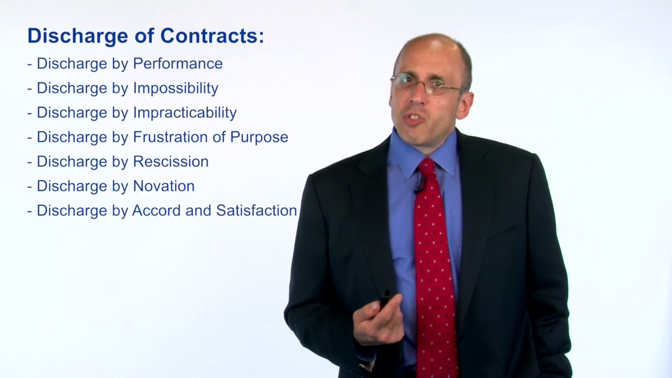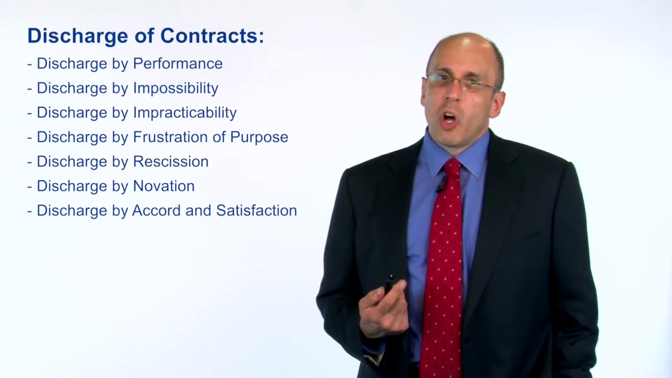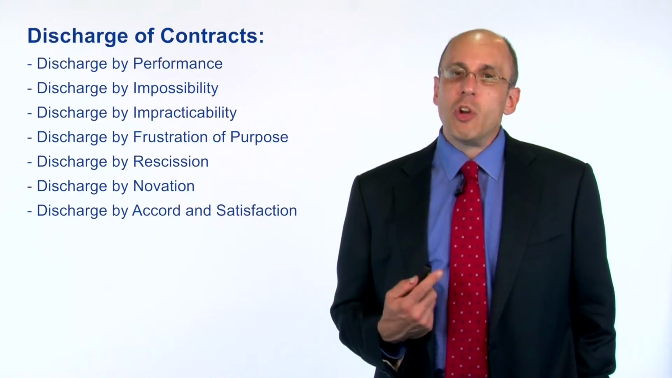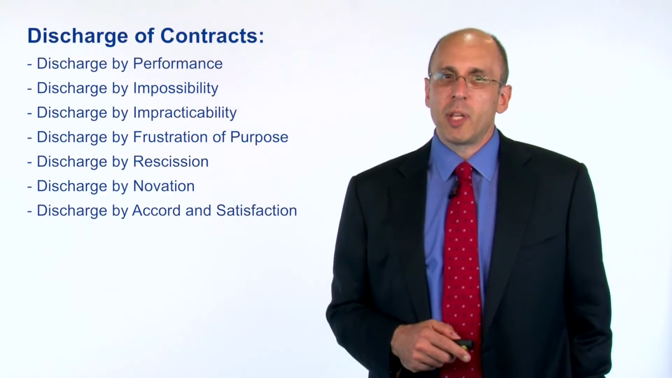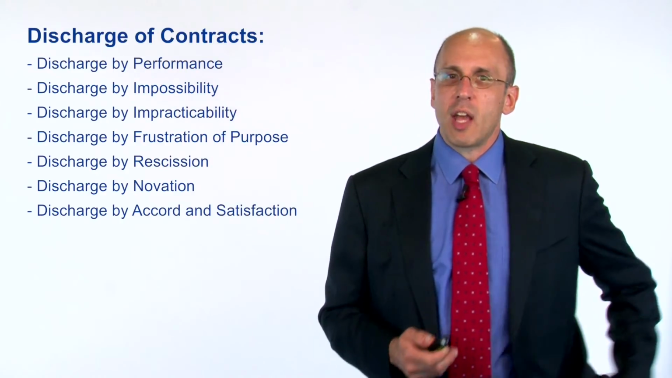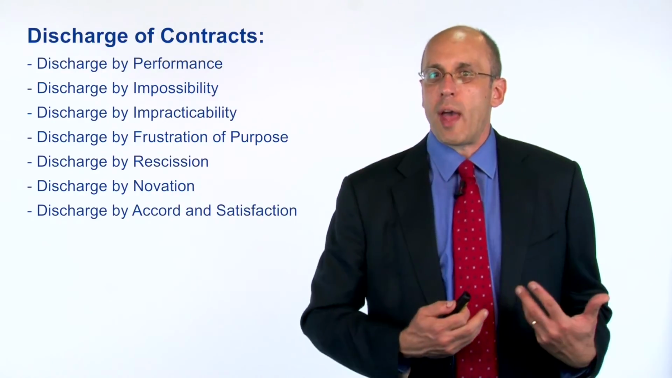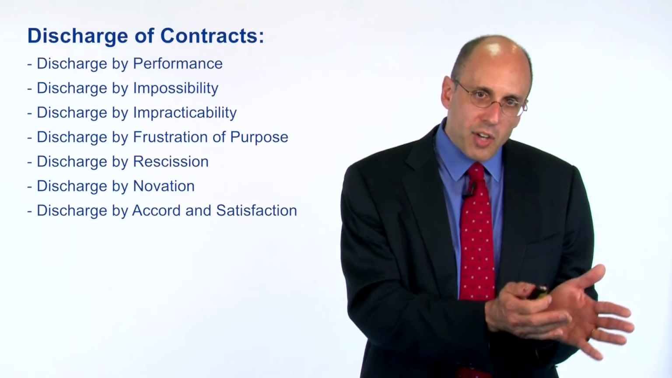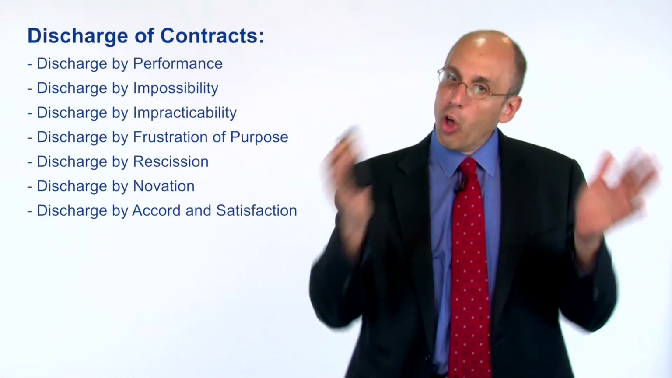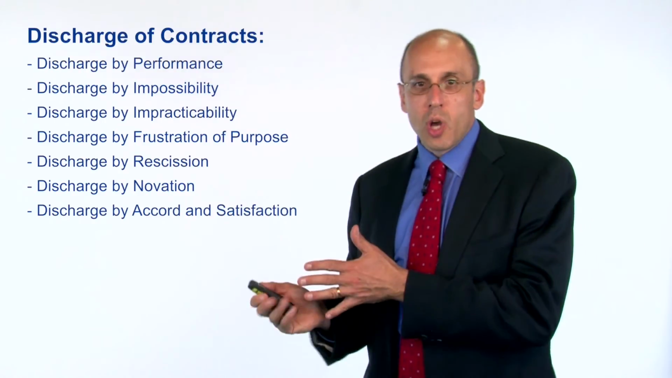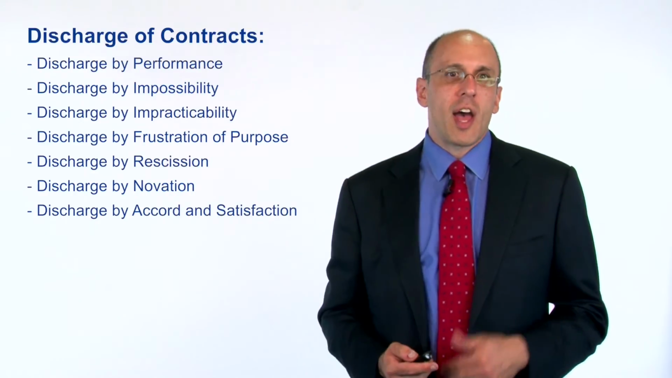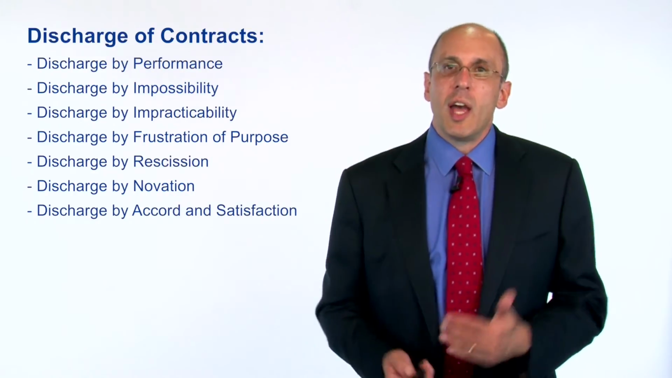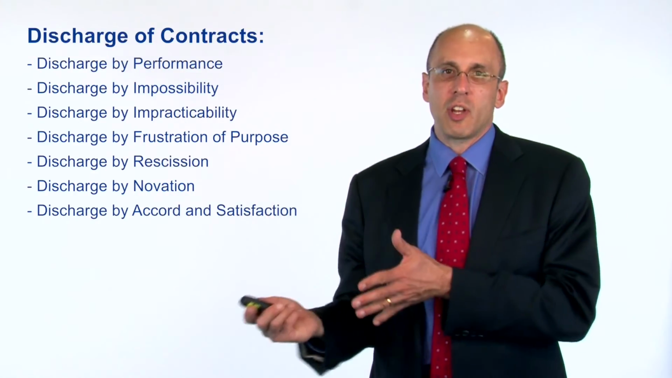And another way to discharge is by what's called novation. A novation occurs when a new party assumes the obligations and benefits of the contract, and so the prior contract goes away. So if there's a contract and then all the parties agree to a new contract that will supersede the first contract, that's called a novation, and that ends the old contract and creates a new one.